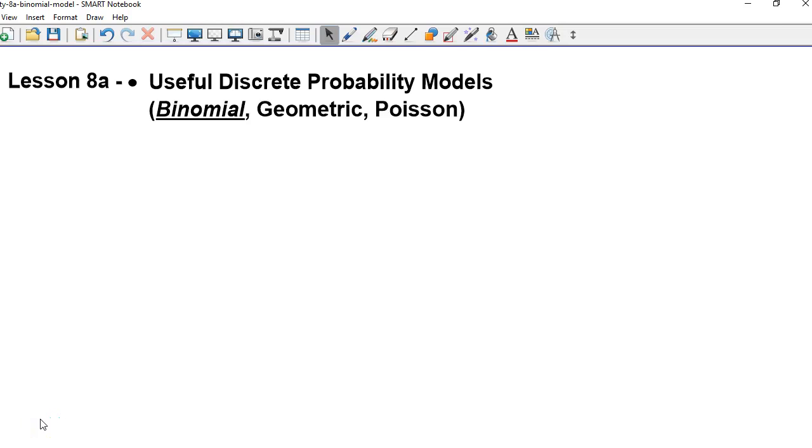Okay, in Lesson 8A, we're going to discuss something called a discrete probability model. And we'll talk more in one of the later lessons about the difference between discrete and continuous probability. For now, just know that discrete means probability involving counting things, which is what most of the probability we've been talking about in the lessons up till now has been.